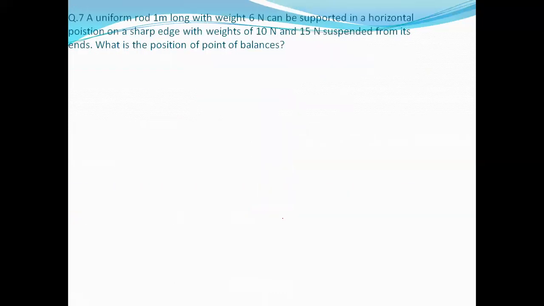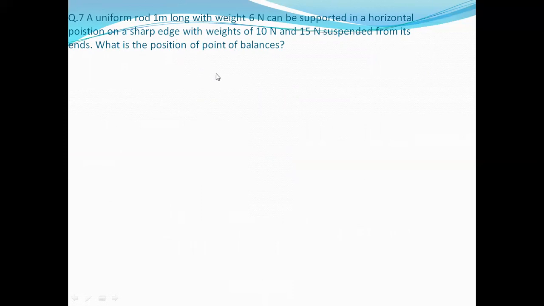Moving on to question number 7. A uniform rod of 1 meter long with a weight of 6 Newton can be supported in a horizontal position on a sharp edge with weights of 10 Newton and 15 Newton suspended from its ends. What is the position of the point of balance?